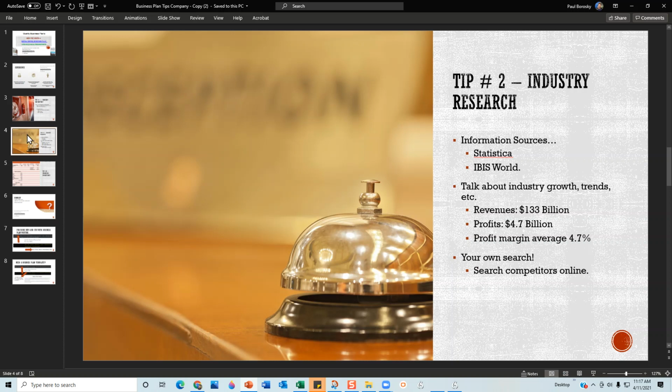So for example, right now in the last 12 months, the hotel and motel industry generated approximately $133 billion. Profits for this industry were about $4.7 billion. This led to a profit margin of about 4.7%. On average, comparing this to other industries, that profit margin is relatively low.